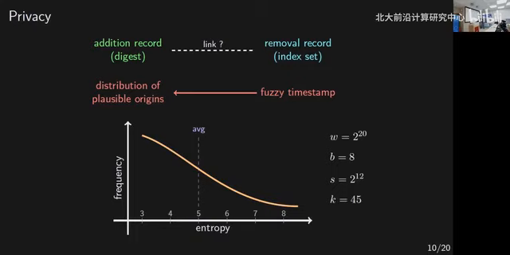This is the information entropy of this probability distribution. And this is the frequency: how often do you observe a distribution of that entropy. The x-axis basically measures the level of privacy that's being achieved.